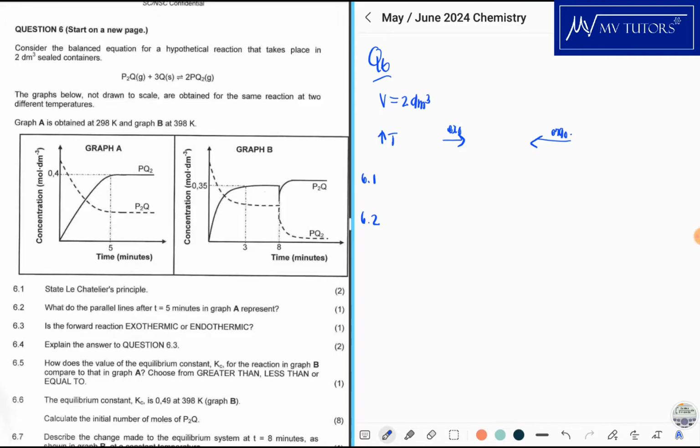Now 6.2, what do the parallel lines after t is equal to 5 minutes in graph A represent? Basically that tells us that the system has reached dynamic equilibrium.